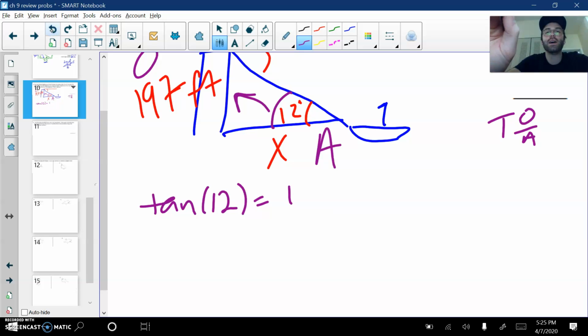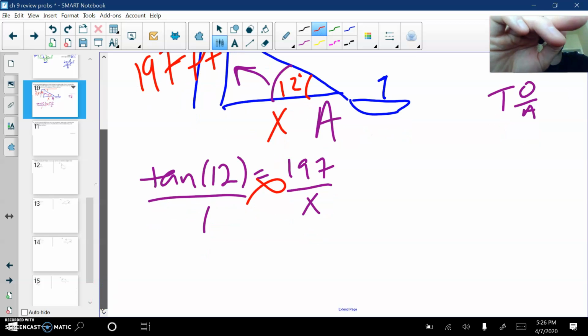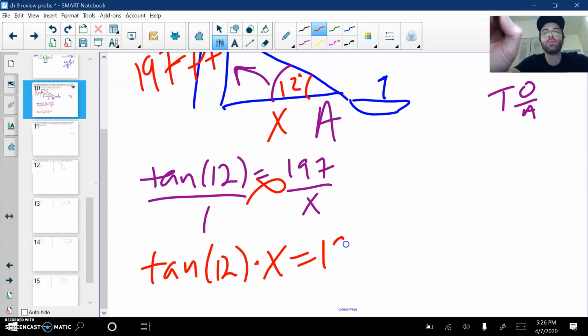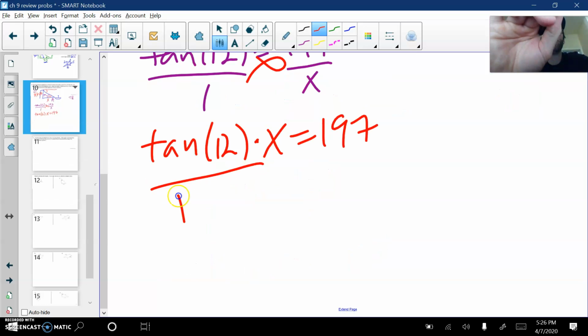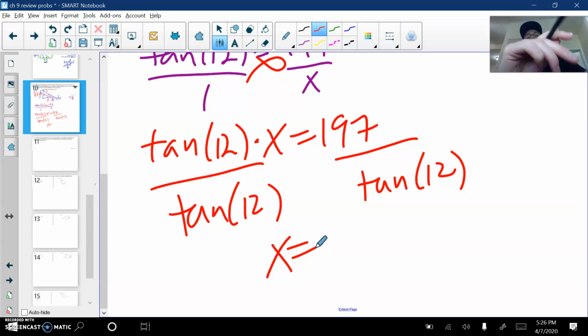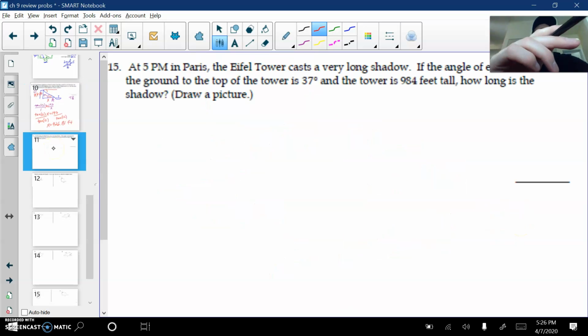If X is in the denominator, then I have to divide. So I put it over 1, cross multiply. Tan of 12 times X equals 197. Divide by tan of 12 divided by the tangent of 12. X equals 197 divided by tangent 12, which is about 926.81 feet. Okay, let's move on to the next one.